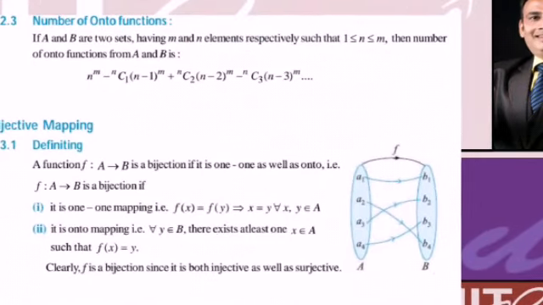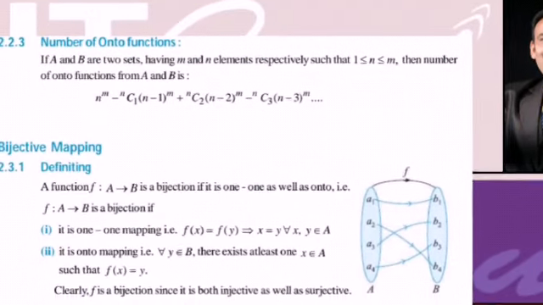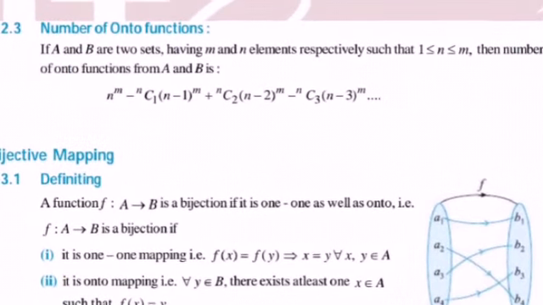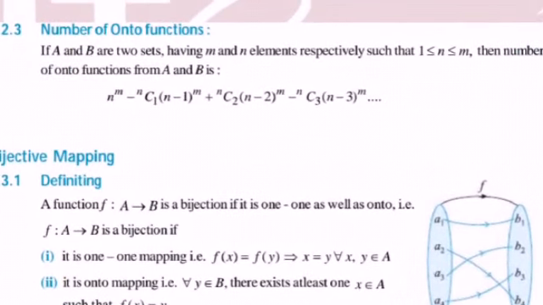Fine. Now the number of onto functions is very important to note down. The number of onto functions is n to the power m, minus nC1 (n minus 1) to the power m, plus nC2 (n minus 2) to the power m, minus nC3 (n minus 3) to the power m, and so on. If A and B are two sets having m and n elements respectively, such that n lies between 1 and m, then the number of onto functions from A to B is given by this.